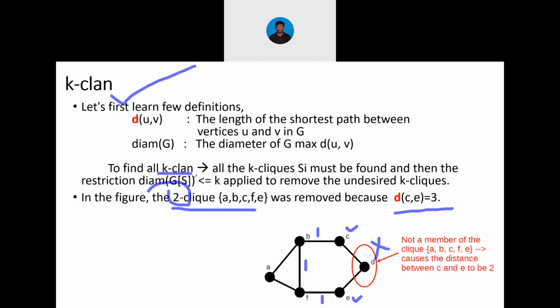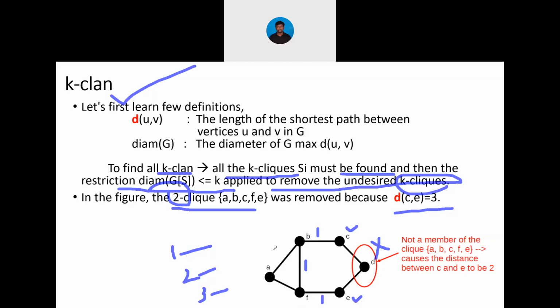To find a K-clan, all the K-cliques must be found. We have to find a 1-clique, a 2-clique, a 3-clique. Maximum clique we have to find, right? For a particular graph. And then the restriction I apply here is that the diameter of the particular graph is less than or equal to K, which is applied to remove the undesired K-cliques. If I am removing the undesired K-cliques, then that is called actually K-clan. Okay, got it?